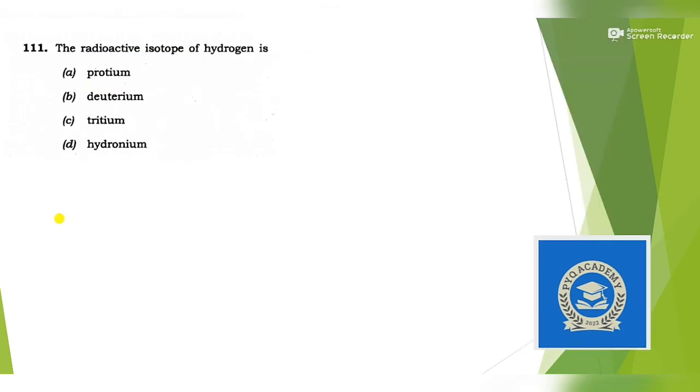The radioactive isotope of hydrogen. This you can find in chapter, I think, structure of atom. So answer is nothing but tritium. Protium is 1H1, deuterium is 1H2, and tritium is 1H3. And this is radioactive in nature.